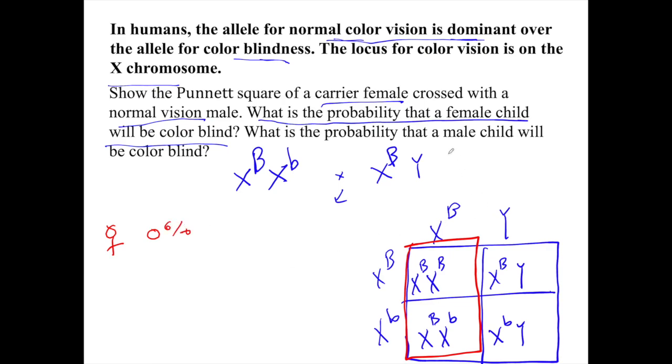Then it asks, what's the chance that a male child will be colorblind? Again, since it's asking about the male child, don't look at the females, only look at the males. X, Y's are males. X big B, Y, not colorblind. X little b, Y, he is colorblind. So for the males, 1 out of 2, or 50%, are colorblind. Okay, so that's how you would solve that one.